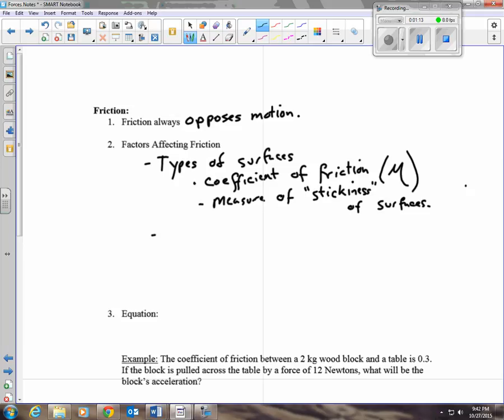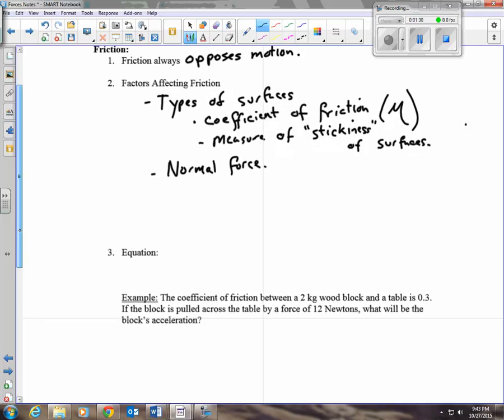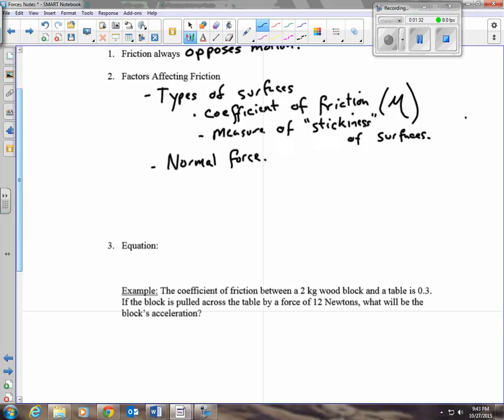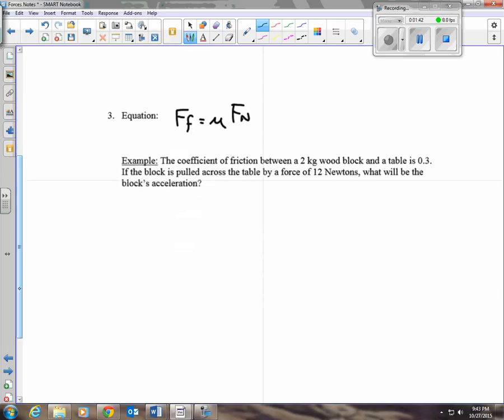The second thing is the normal force. If I try to push something across the floor, it will be kind of difficult, but if I push down on it as I'm trying to slide, it'd be even harder. So greater normal force will give me greater force of friction. When we put this together, we come up with this equation: Ff equals mu, the coefficient of friction, times the normal force, Fn.